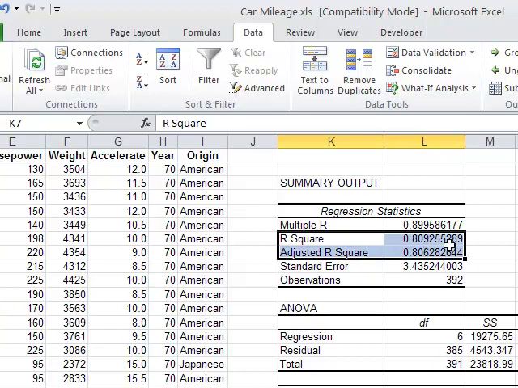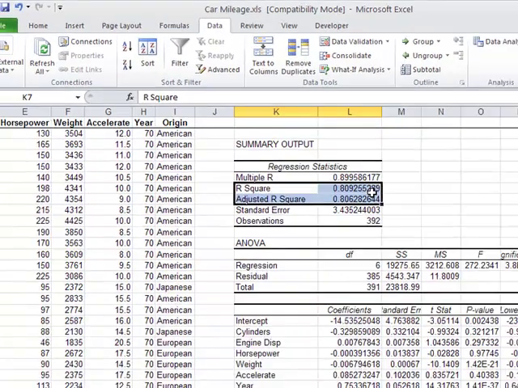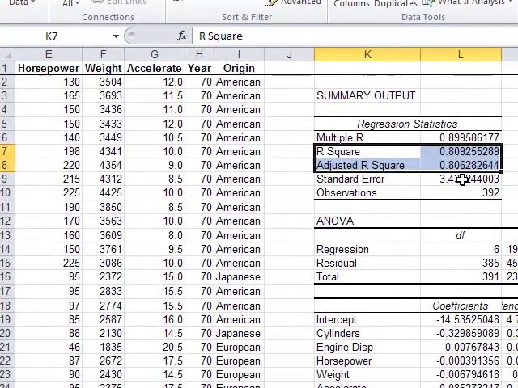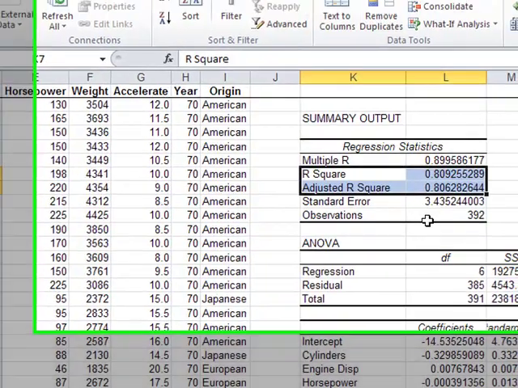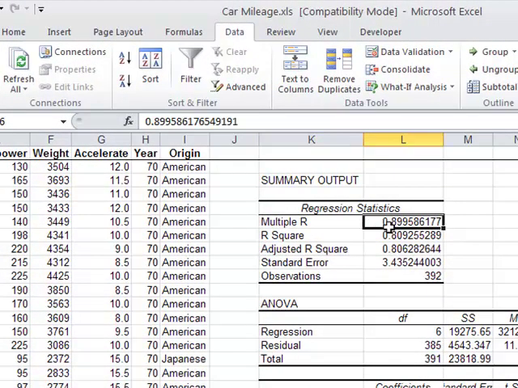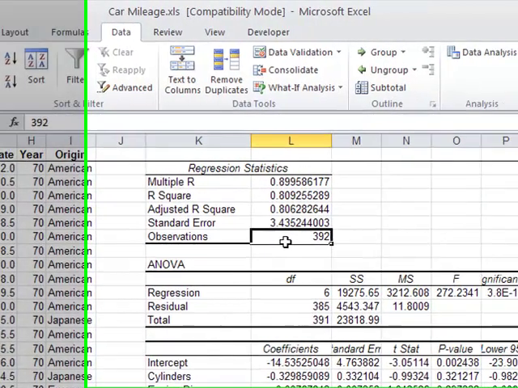So that's good. Roughly 81% of the variability in y, or variability in miles per gallon, can be explained by these 6 variables, by our model that we have right now. The other ones: multiple R is just the square root of R squared, and standard error we're not going to use right now, but it's really just the average error that we see. And then this is the number of observations that were taken.